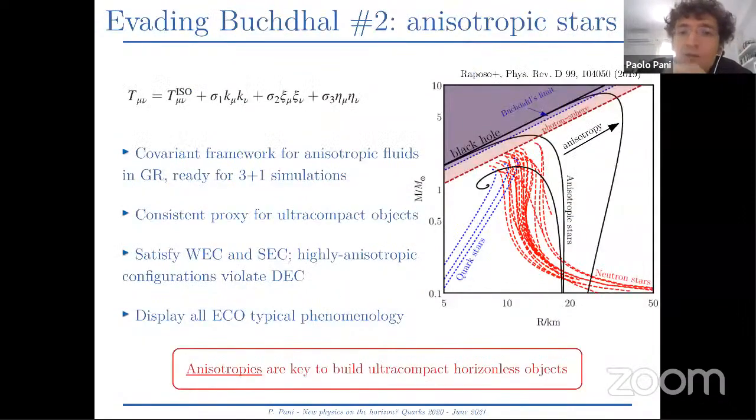Another example is anisotropic stars. Instead of having just a perfect fluid, one can develop, even within GR, models that have anisotropies in some directions. These models can be much more compact than a standard neutron star. Here I'm showing the mass-radius diagram. This is for a neutron star, and by increasing, say, an anisotropy parameter, one can have models that are stable and have a light ring. They can even beat the Buchdahl limit and be as compact as black holes. It's important to stress that anisotropies here are really key to build these models.